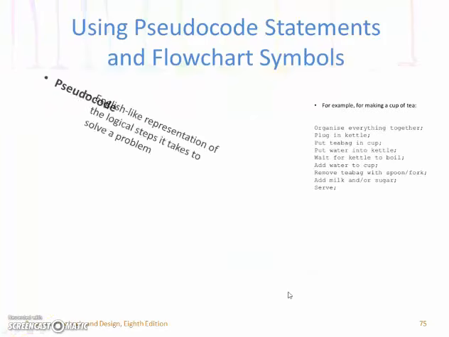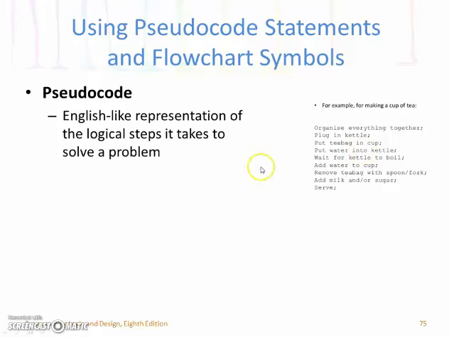Alright, so what we're going to be chatting about is pseudocode. Now, what is pseudocode? Pseudocode is an English-like representation of the logical steps it takes to solve a problem. So if we have a look at our making a cup of tea here, we organize everything together. We plug in the kettle, we put the tea bag in the cup, we put the water into the kettle, we wait for the kettle to boil, we add water to the cup, we remove the tea bag with a teaspoon or a fork, we add milk or sugar, depending on our preferences, and then we serve. It is in a logical order, and we haven't eliminated some of the important steps like boiling the kettle.